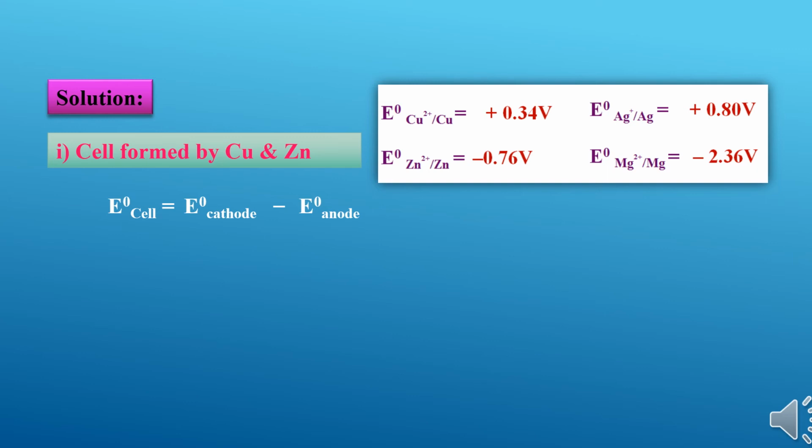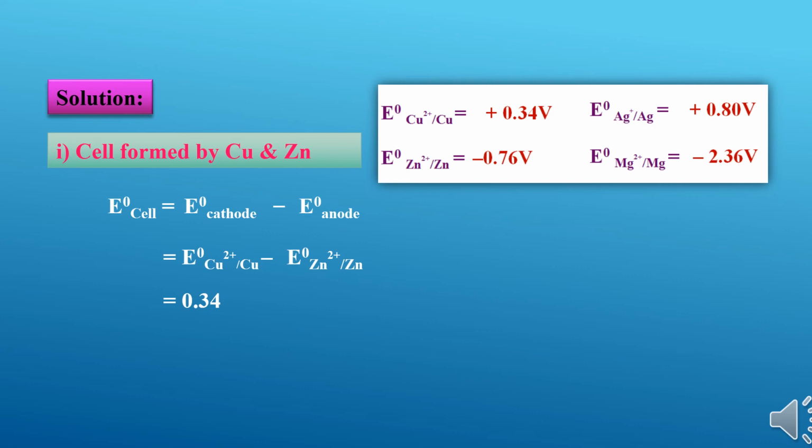For this, the one which has higher reduction potential should be taken as a cathode, and the one which has lower reduction potential is taken as anode. So here cathode is copper and anode is zinc. So E naught of cell is equal to E naught of Cu2+/Cu minus E naught of Zn2+/Zn.